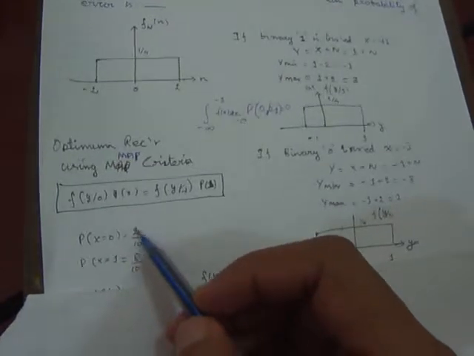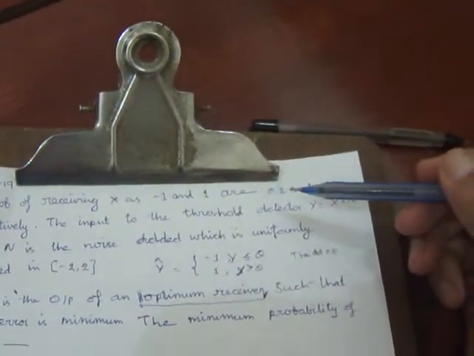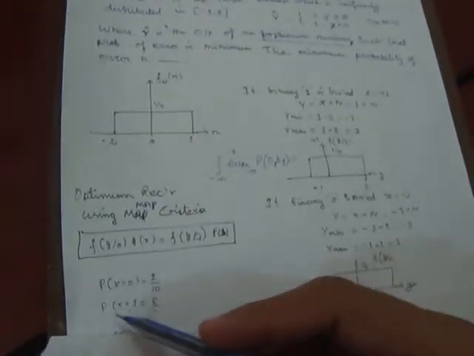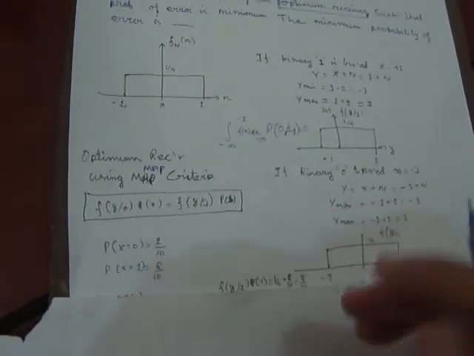the probability value is 2 by 10, which is given here as 0.2, and we have written that as 2 by 10. Then we are considering P of x equal to 1 is transmitted, the probability is 8 by 10. Using these values, we are drawing these two equations in a single diagram to calculate the optimum threshold value.